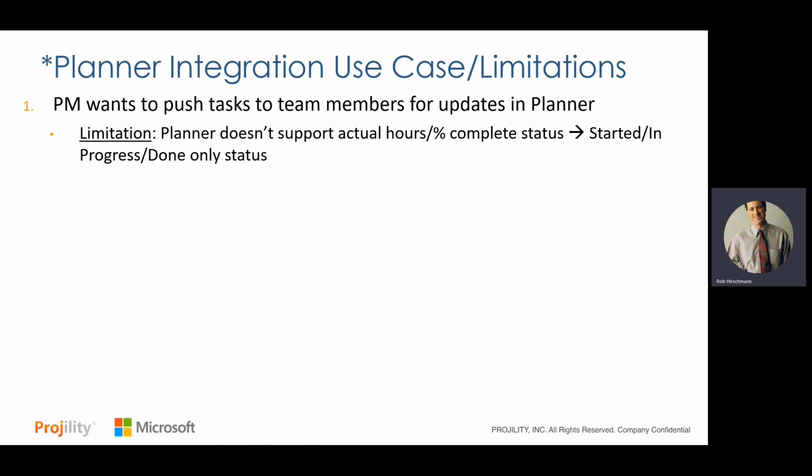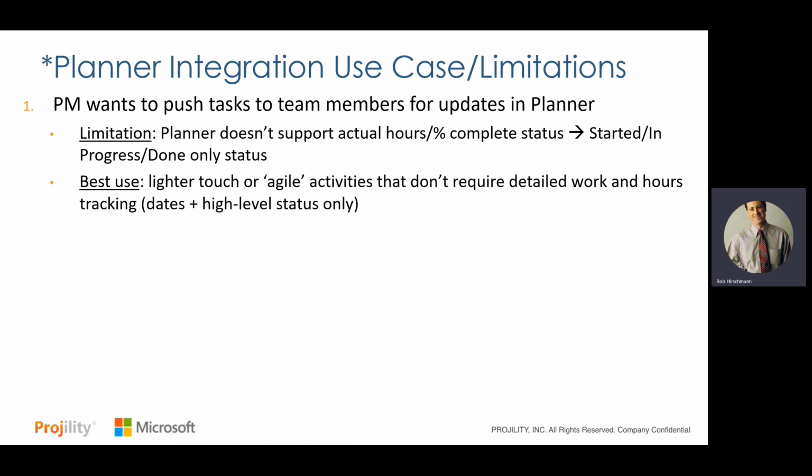Kind of simpler tasks. One of the limitations with this add-on is that Planner's updates naturally don't support actual hours, percent complete, any kind of time phasing of data. So if you had a project task and you had 8 hours, 8 hours, 4 hours, 8 hours, 8 hours, Planner can only do started, in progress, done. It's not a project management tool, it's a collaboration tool. So as long as I'm willing to live with that limitation, I'm okay with this integration.